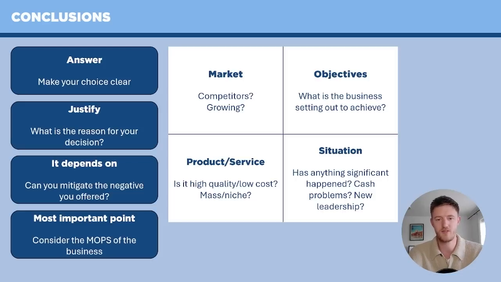And for this, I think it's really good practice to consider the MOPs of the business. When we talk about MOPs, we're referring to market, objectives, product or service, and situation. So look at the table there to get a few examples of what I mean by that. So market is, what market are they in? Are there a lot of competitors? Is the market growing? Is the market stagnating? What are the objectives? What's the business trying to achieve? They don't always tell you this, but you can make some judgments based on what information you've got. If it's a business that's expanding, then quite clearly their goal is to expand.